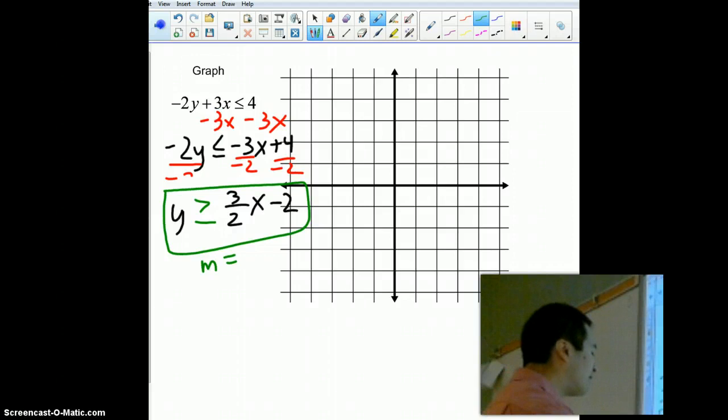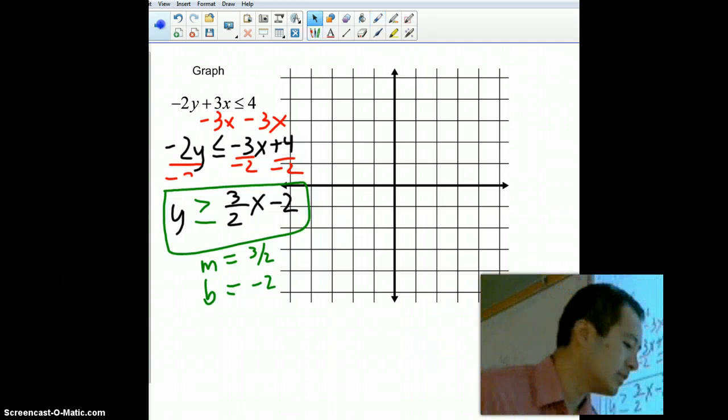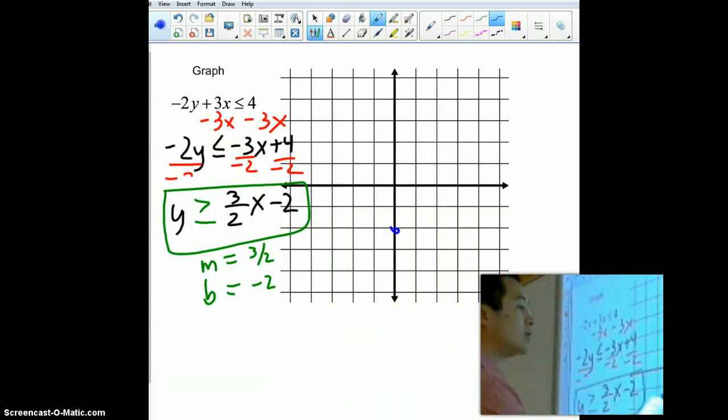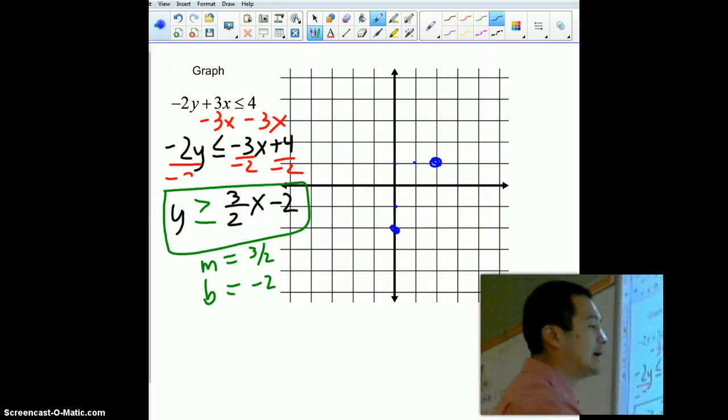Find my m, find my b. My m is 3 over 2. My b is negative 2. Graph this. I start at negative 2. I go 3 up, 1, 2, 3 up, 2 to the right. I make another dot. I graph my line, but hold on. Is this going to be a solid line or a dotted line? This is a solid line.